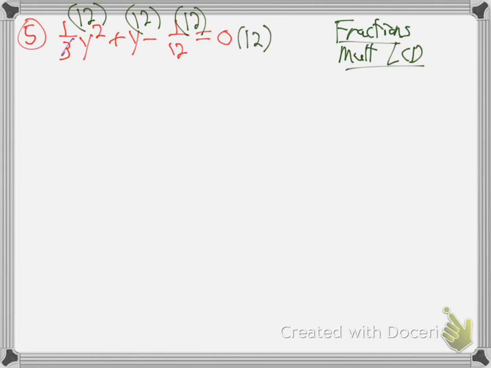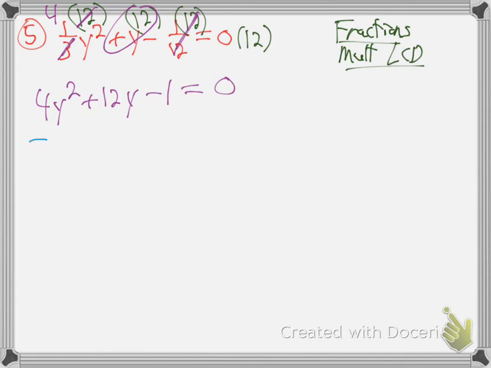Okay, so 3 goes into 12 4 times, so we end up with 4y squared. In the middle, it's just 12y right here, 12y. Here, the 12's cancel, and it's minus 1, and 0 times 12 is 0. So there we go. We got rid of the fractions. So now we know what to do.